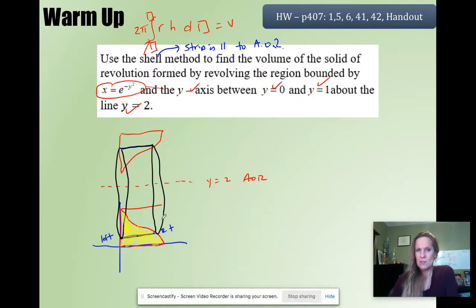So there's my cylinder. Now I just have to figure out in my formula, 2 pi is going to be on the outside. Since my strip is parallel to the axis of rotation but is pointing at the y-axis, I'm going to integrate dy. That's nice since my function is in terms of y. And now I just have to figure out what my radius and my height are in terms of y. And hopefully you can see that I'm going to start my shells at 0 and end them where?